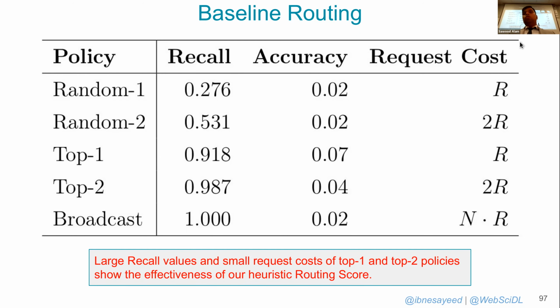In case of random 2, recall is doubled, but accuracy remains as poor as it was before, and request cost actually doubled. Go all the way to the bottom, the broadcasting, recall will be 100%. We are not going to miss anything that is present in any. But then request cost goes all the way up to n times r, and accuracy is still poor. So then if we use the routing score that we defined, and we use top 1, doesn't matter how many archives it is present or not present, we just use top 1. What happens is recall goes significantly high, but accuracy is still poor, but it's much better than the other 2.